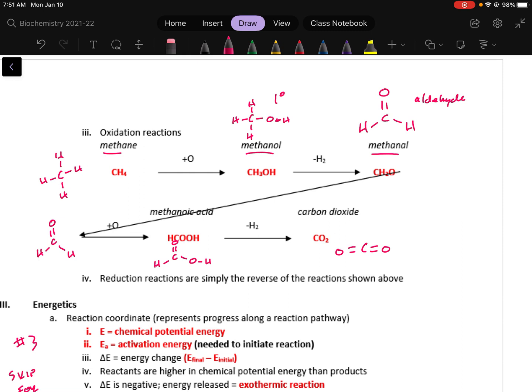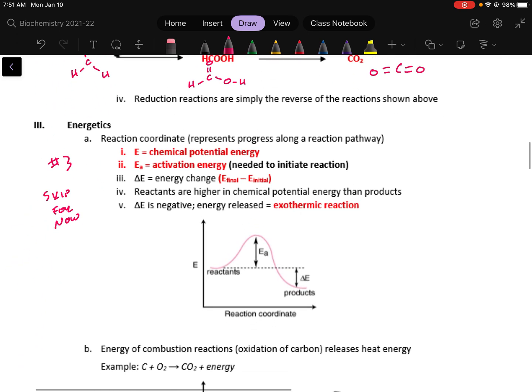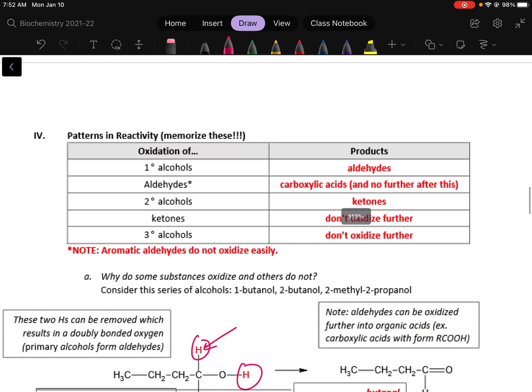And this series right here is pretty important. This is like the simplest series of redox reactions where we take something like methane, add a bond to oxygen to form methanol, add another bond to oxygen to form the aldehyde, methanal, add another bond to oxygen to form a carboxylic acid. We haven't learned how to name the carboxylic acids for right now. We're just calling them organic acids. That would form methanoic acid. And then finally, the fully oxidized form, carbon dioxide. Can't get any more oxidized than that.